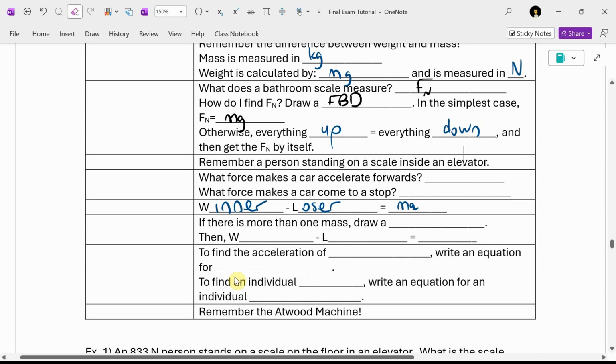Ooh, what about for a car? What force makes a car accelerate? And spoiler alert, it's the same force that makes a car come to a stop.